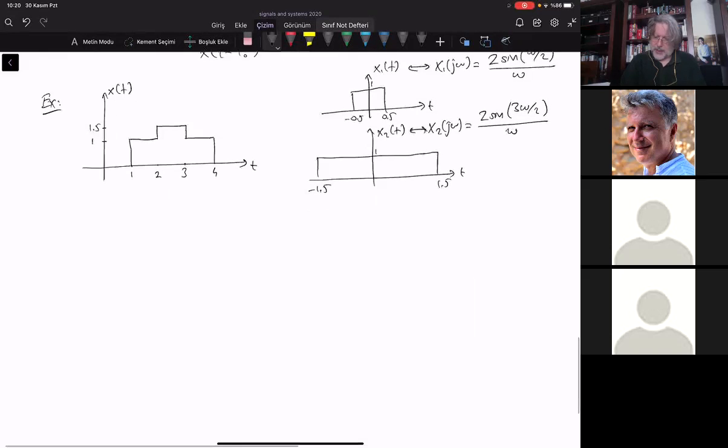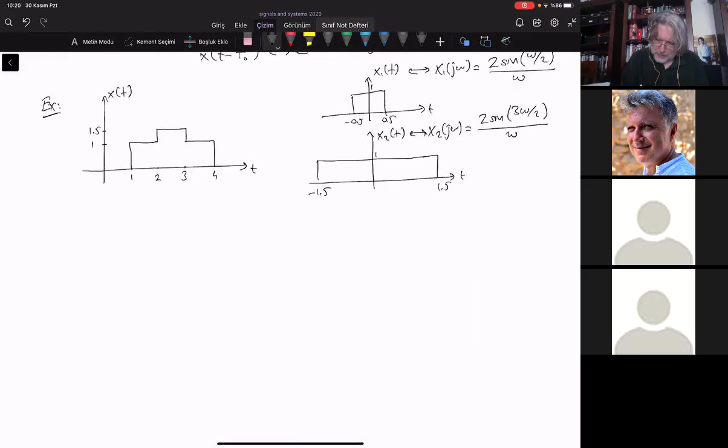So what am I gonna do? I will have a half of x1 of j omega and all of x2 of j omega, and then I will apply a shift to it by an amount of 2.5 to come up with the Fourier transform of x of t, which is x of j omega.